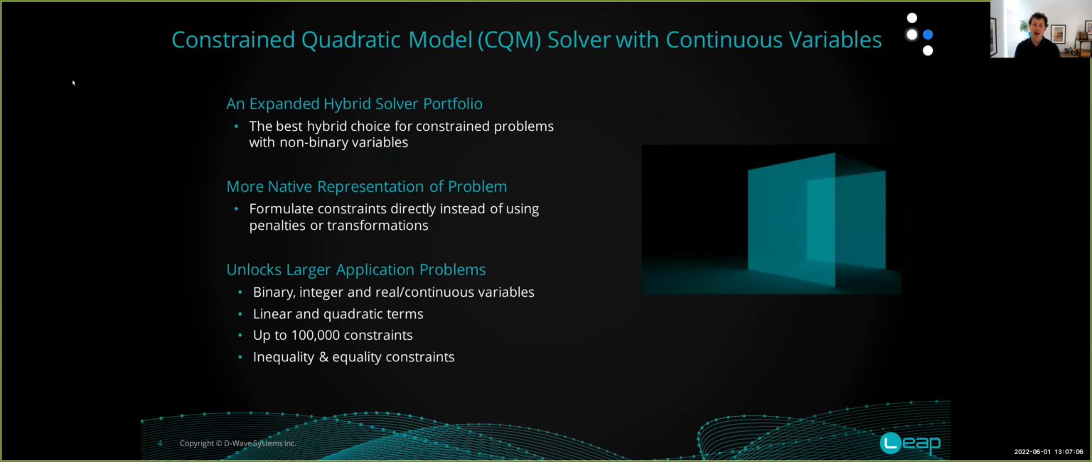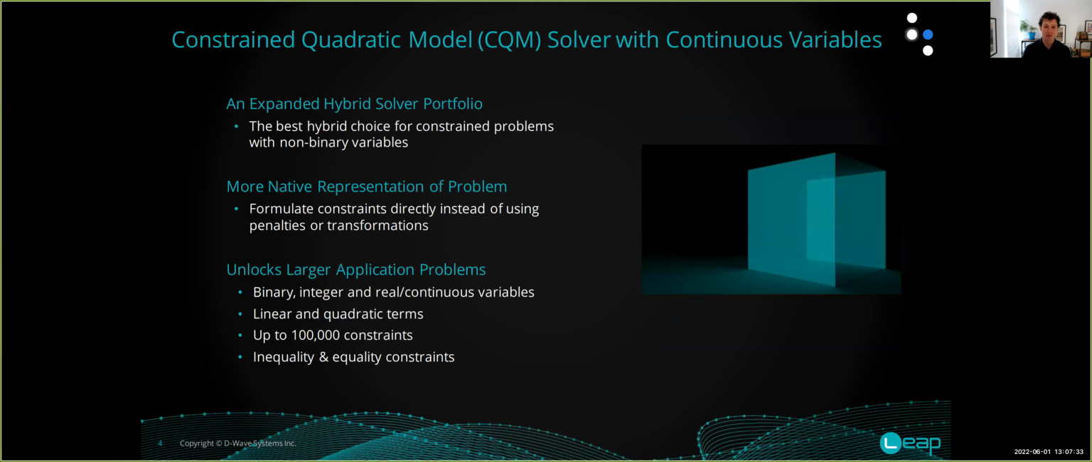So the particular hybrid solver that I want to be focusing in on today is our so-called constrained quadratic model solver. Specifically, we're interested in its new feature, which is continuous variables. I'm going to be going through a lot of those words and aspects in a little bit more detail later, but I'll just run through it really quickly, which is that our constrained quadratic model solver is, in some sense, our most general solver.